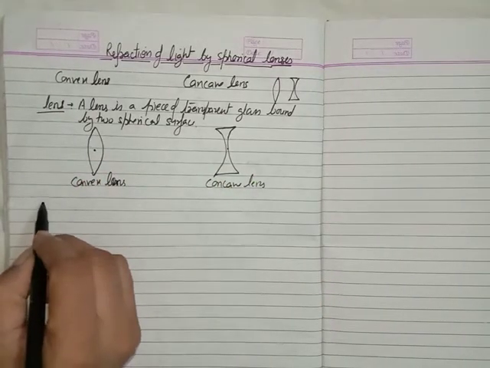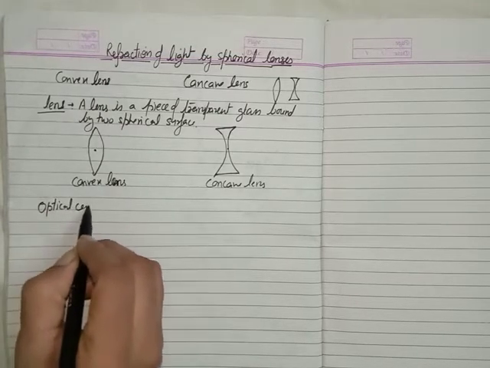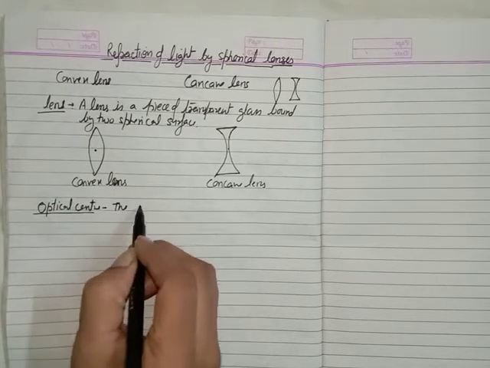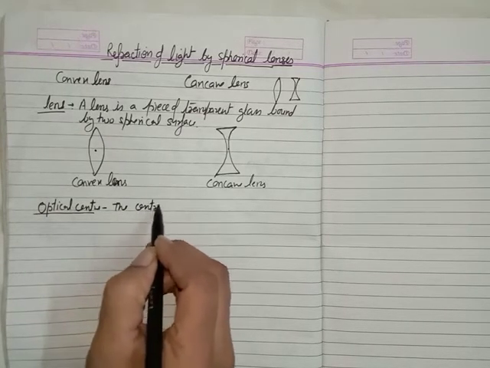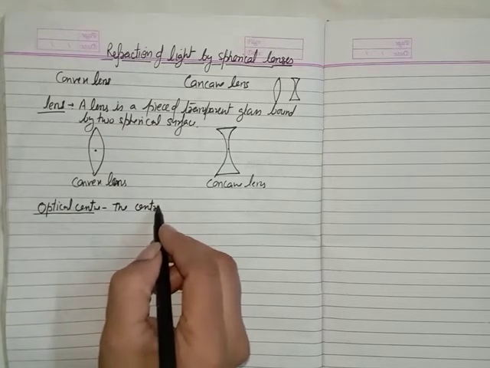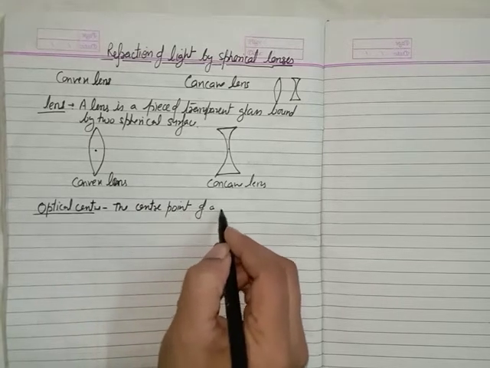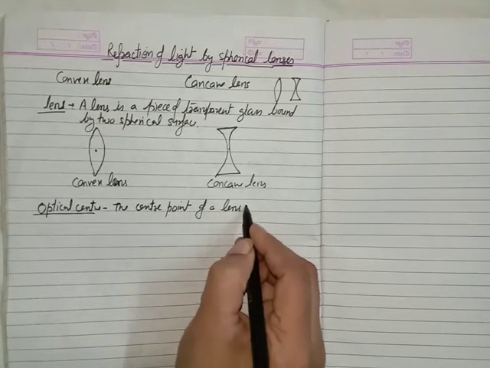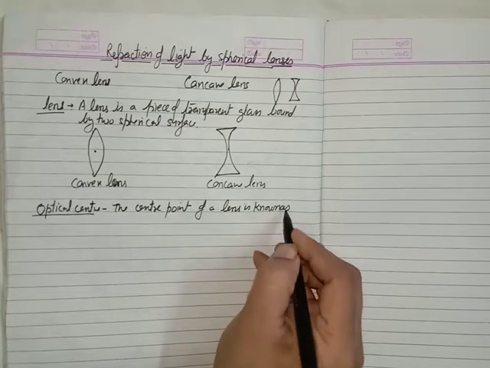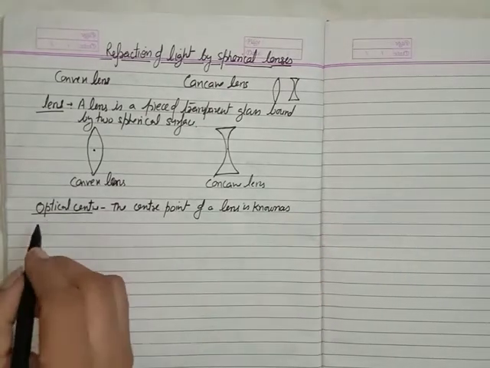So you can write the definition of optical center. Optical center is the center point of a lens. And the other one is the principal focus.